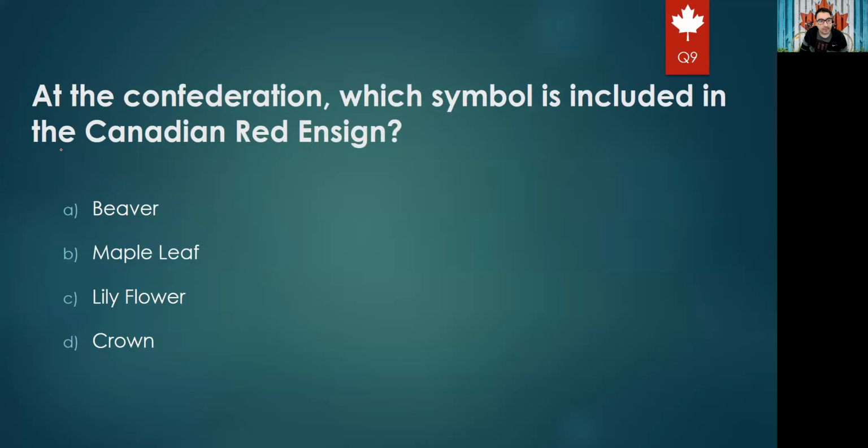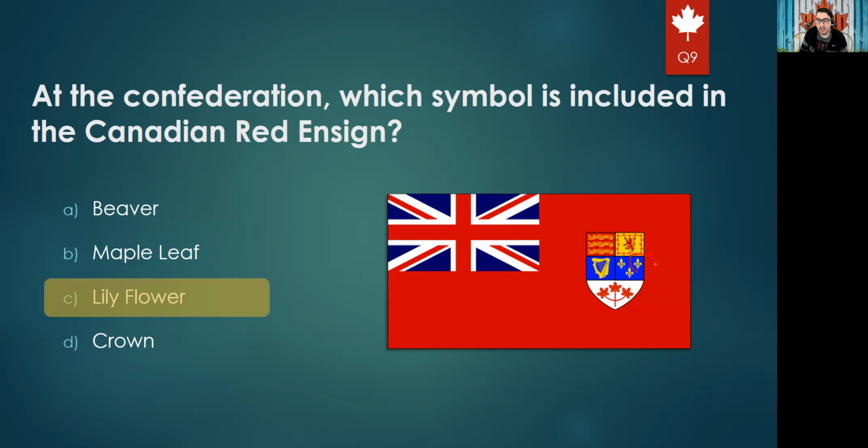Next question: as a confederation, which symbol is included in the Canadian red ensign? Okay, which symbol is included in the Canadian red ensign? Beaver, maple leaf, lily flower, or crown? The right answer will be for sure the lily flower. You can see here the lily flower here.